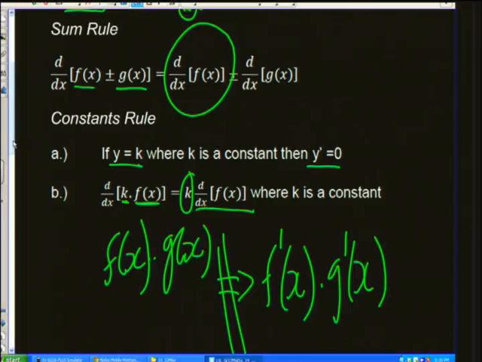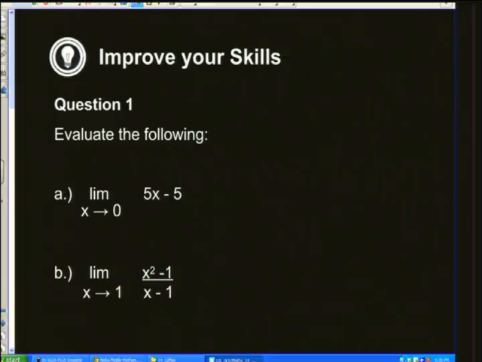If you're given something as a product form, you've got to multiply it out so it becomes a sum or a difference between those. Right, I think it's time to get on to some questions. So the first question that we've got here is going back to limits, a question about evaluating limits.